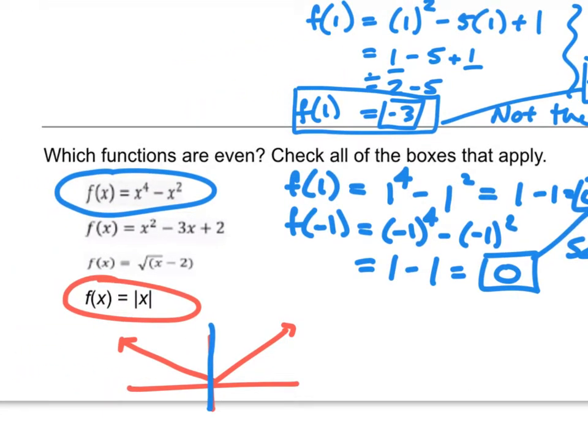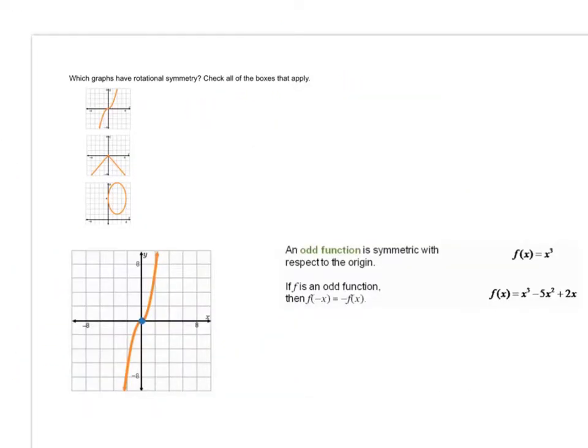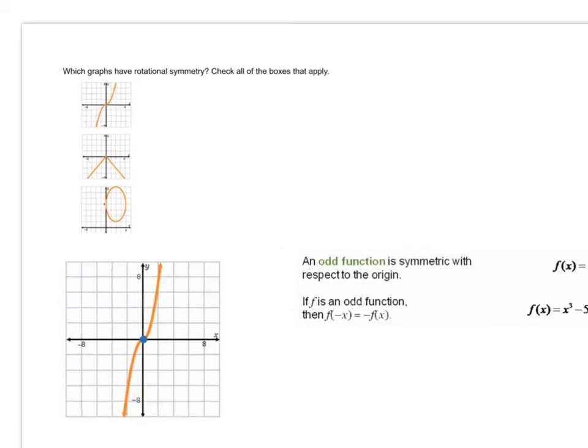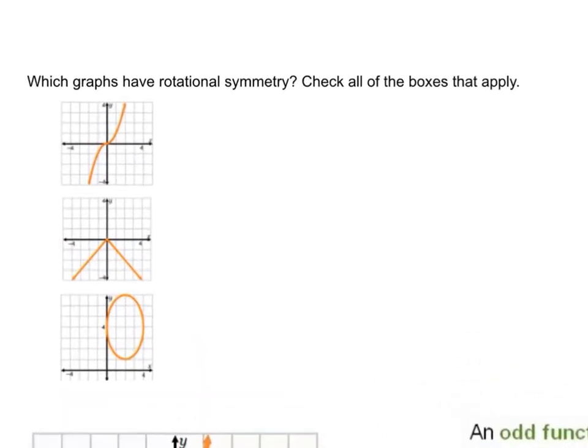And let's go to the next page. On this page, we need to talk about what's called rotational symmetry. And rotational symmetry means that the graph can be rotated.